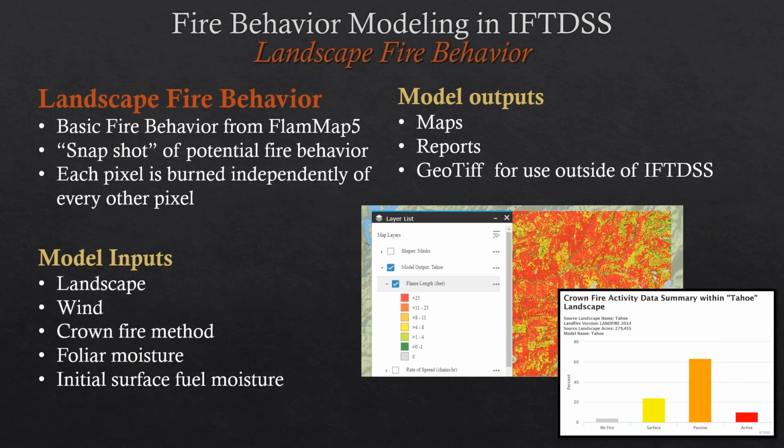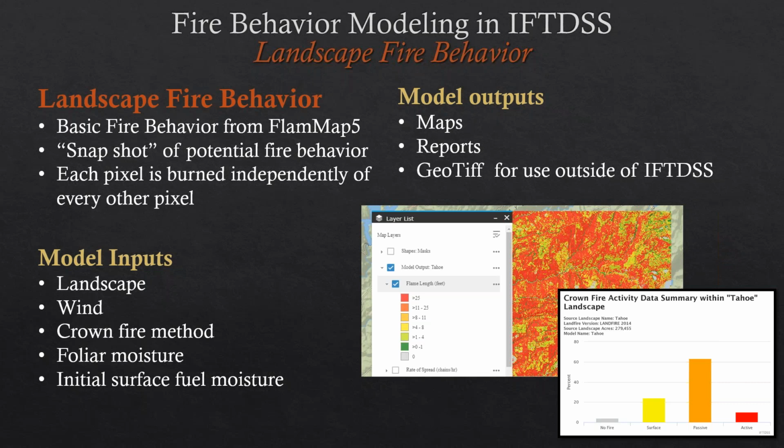So a lot of people think of it as BehavePlus at a landscape level. For each place, it takes into consideration the topography as well as the fuel information for that one point in the landscape and gives you predicted fire behavior under static weather. So within this model, we have the inputs. The first being the landscape, which we talked about a bit in the last few webinars.